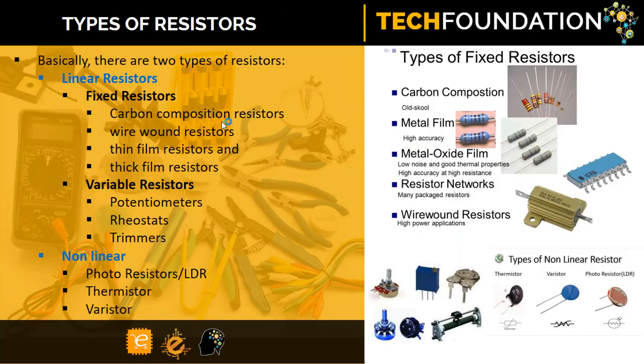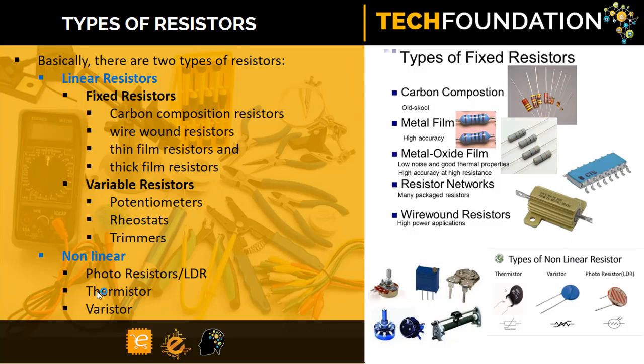Basically, there are two types of resistors. We have the linear resistors and non-linear resistors. For non-linear resistors, they do not obey Ohm's law. That is, the current that flows through them does not change according to Ohm's law. We stated Ohm's law in the previous episode. So for nonlinear resistors, the current that flows through them does not obey Ohm's law.